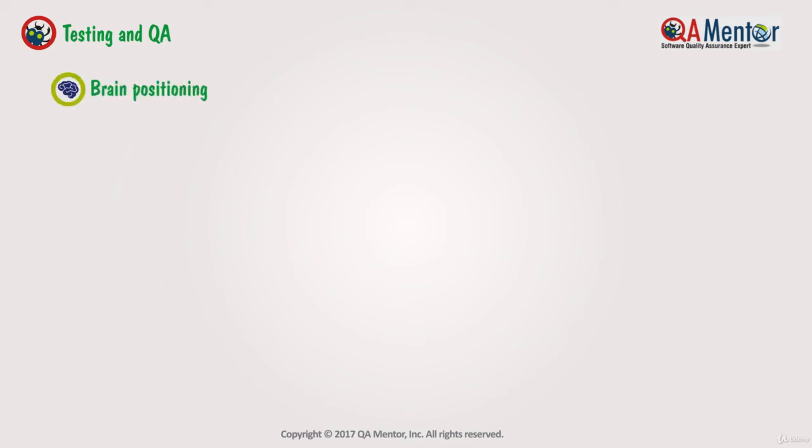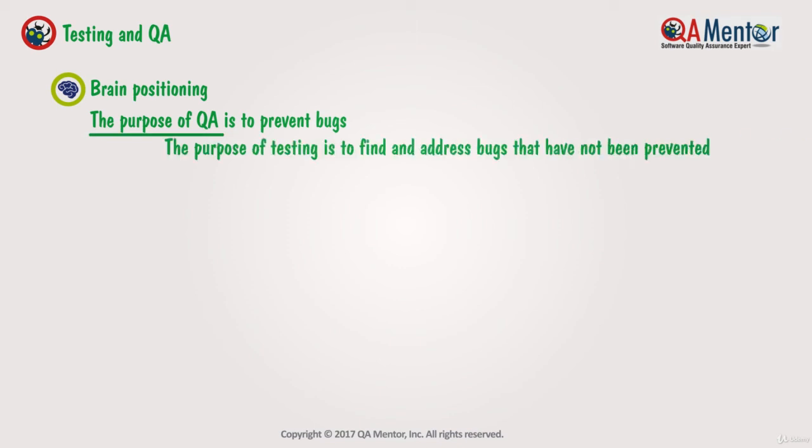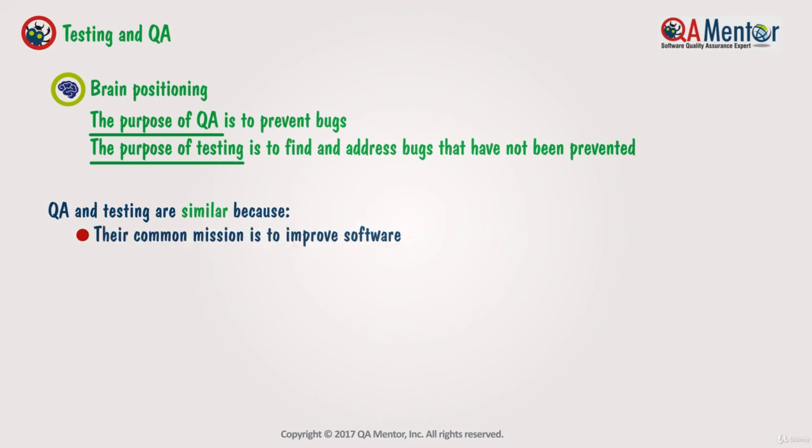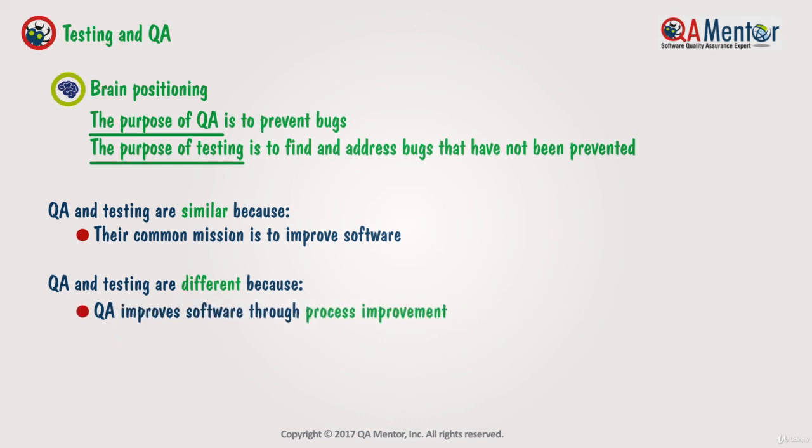Testing and quality assurance. Brain positioning. The purpose of quality assurance is to prevent bugs. The purpose of testing is to find and address bugs that have not been prevented. Quality assurance and testing are similar because their common mission is to improve software. Quality assurance and testing are different because quality assurance improves software through process improvement. Testing improves software through bug reduction.